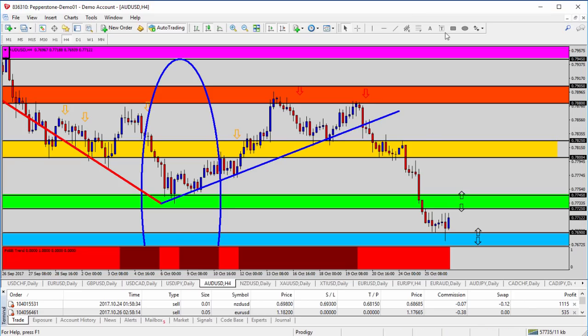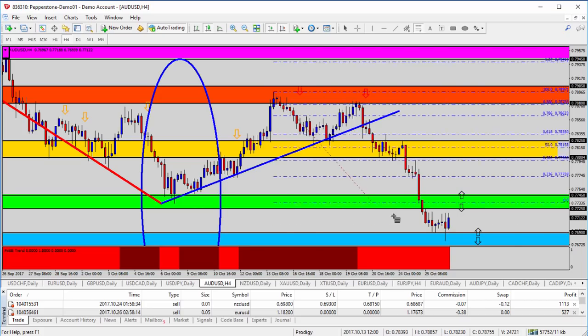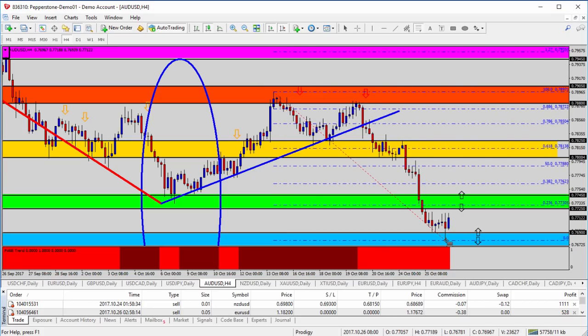Now, if we just take a simple Fibonacci from the last high, just right here at the orange zone, down to our current low, interestingly enough, the 23.6 sits right there at 77.30. So if we're looking to go short, we want it to come up here into the green zone to reduce our risk. Why does that reduce risk? Our stop loss is just above the green zone. That way, if it gets above it, we get out.